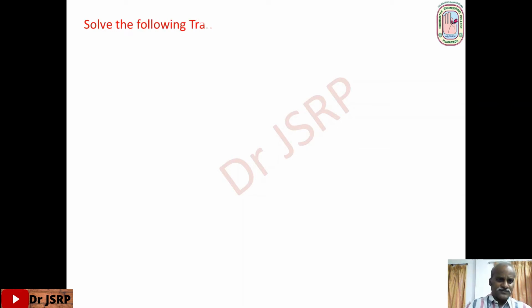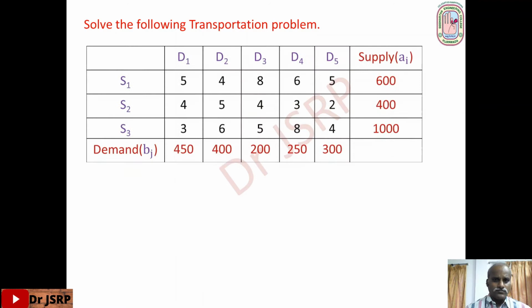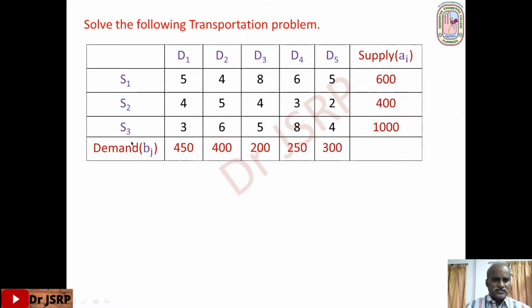So consider this example. Solve the following transportation problem. We have 3 origins, S1, S2, S3, and 5 destinations, D1, D2, D3, D4, D5. These are the transportation costs per 1 unit from various origins to various destinations. These are the available amounts at origins. These are the required amounts at destinations. So we have to solve this transportation problem.